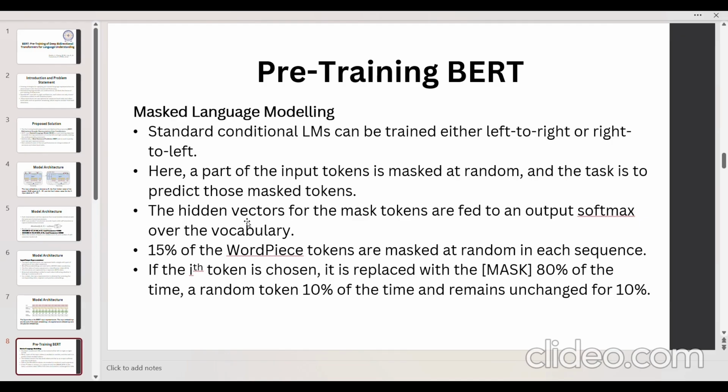So here, to train the deep bidirectional model, a percentage of the input tokens is masked at random, and the task is to predict those masked tokens based only on the context of the sentence. This procedure is referred to as masked language modeling. The final hidden vectors corresponding to the masked tokens are fed into an output softmax function over the vocabulary. For the BERT model, 15% of all the WordPiece tokens are masked in each sequence at random.